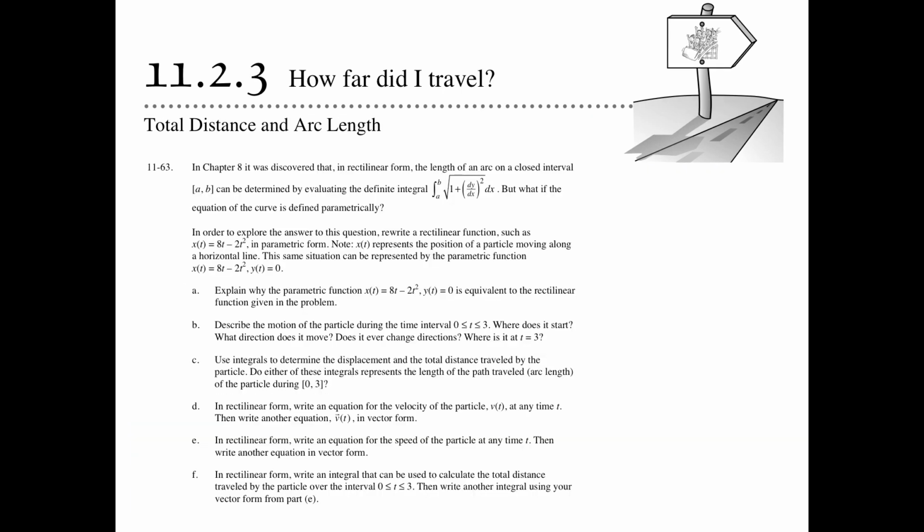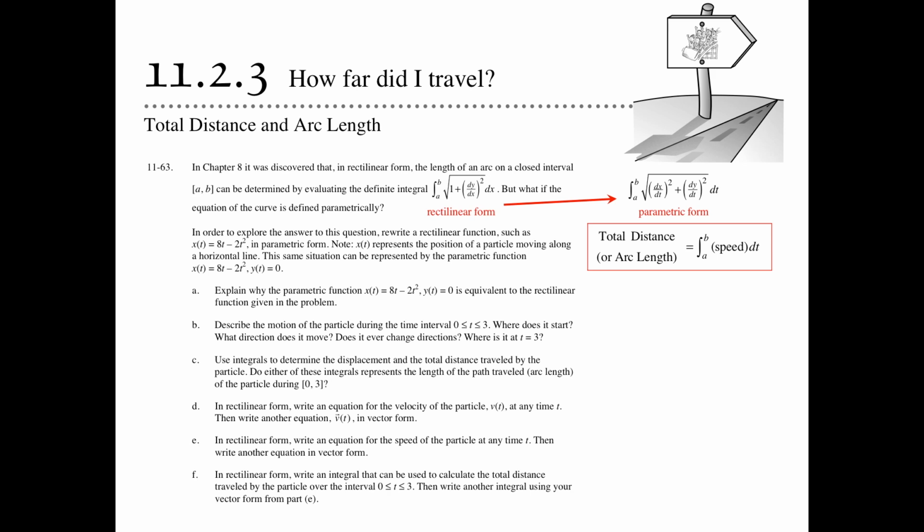So in problem 11-63, your students will transition between the arc length formula in rectilinear form to the arc length formula in parametric form. To do so, this problem will first explore how, unlike in rectilinear form, in parametric form, arc length and total distance traveled are equivalent so long as the object does not trace back onto itself. And also, just like in rectilinear form, total distance can be found by integrating speed.